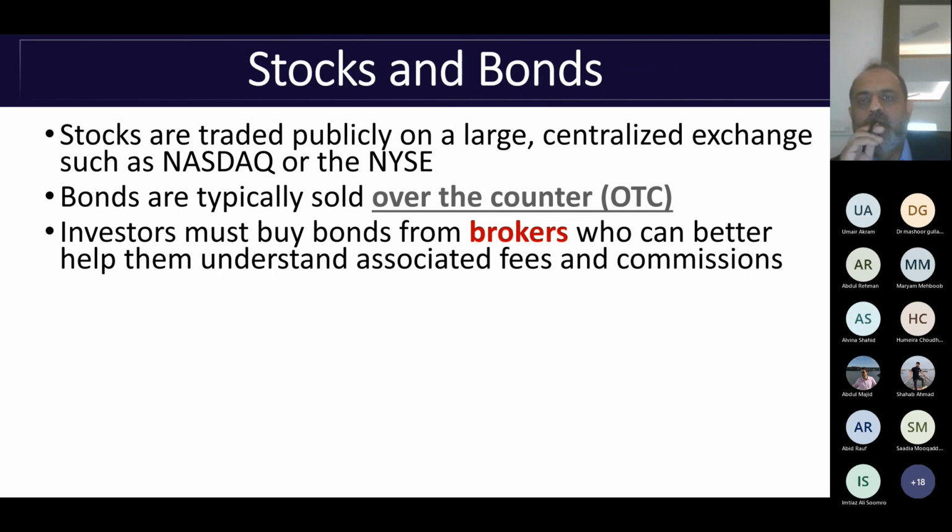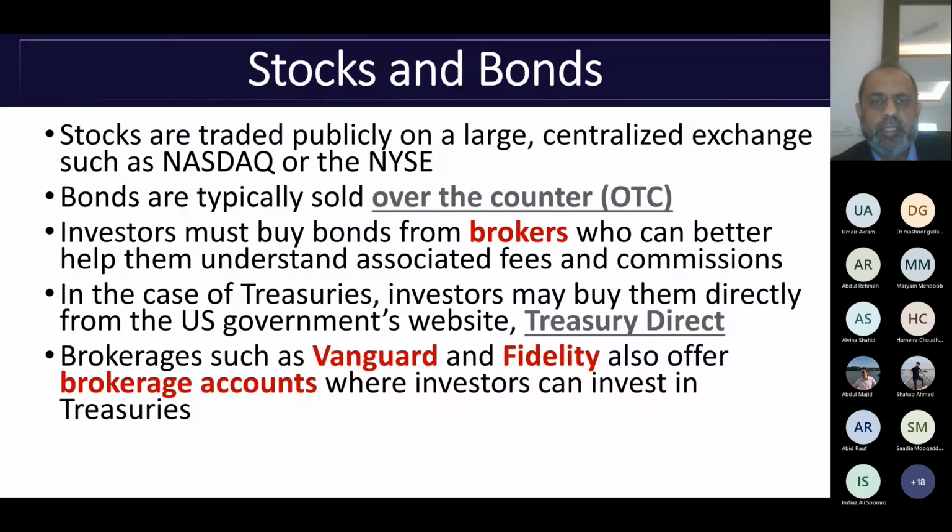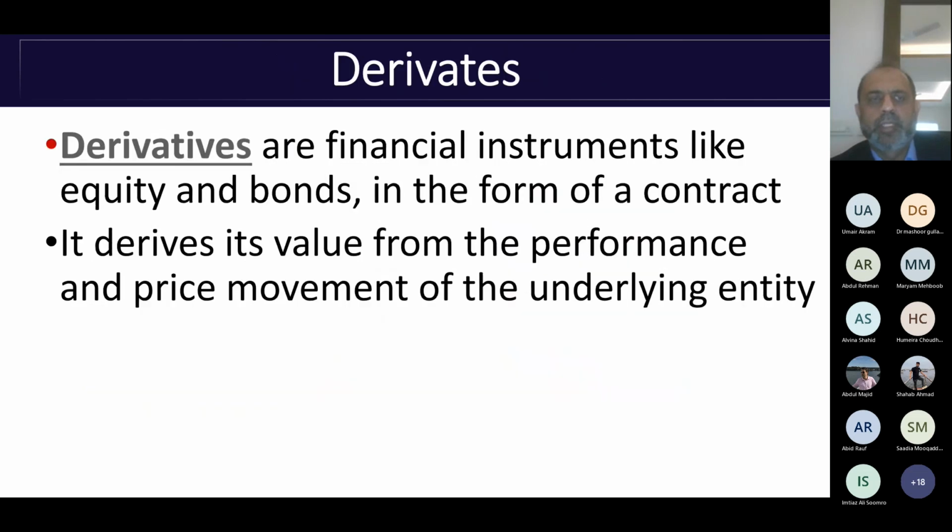But bonds are called over the counter, so they are not traded in the stock market. Brokers would be selling your bonds to professional investors. For example, some of the brokers are Vanguard and Fidelity. A company can have brokerage accounts as well to find out which company has offered bonds. The most interesting is the derivatives, and we will see that these derivatives are there in crypto finance as well.